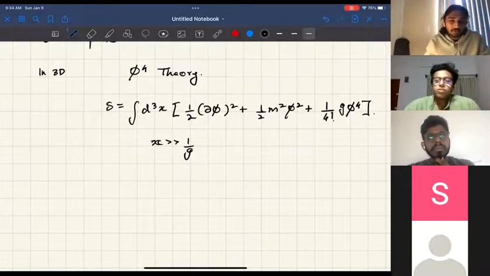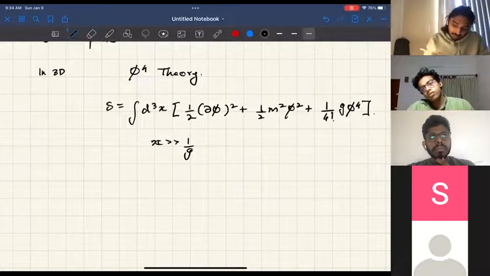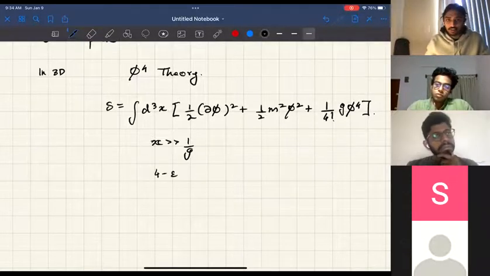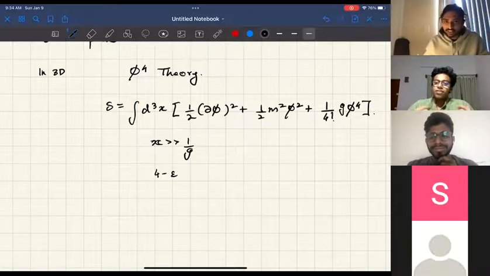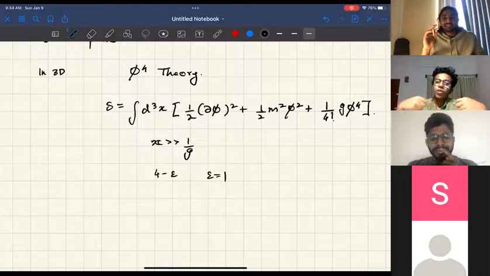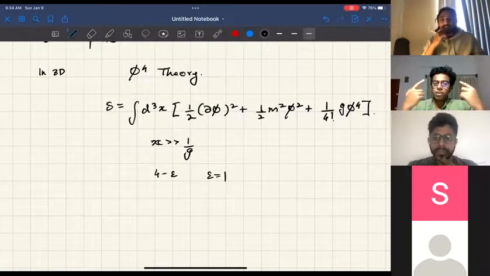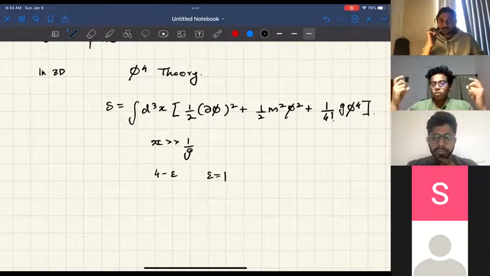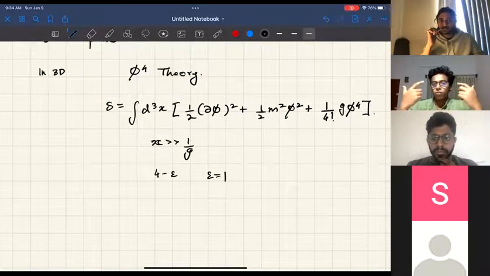But what we can probably do is start out working from dimension 4 minus epsilon, where the theory is weakly coupled, do a bunch of computations, and then set epsilon equal to 1. And that's how you solve it. So you're basically tying up your large dimensions, and saying in some sense it forms a closed thing.